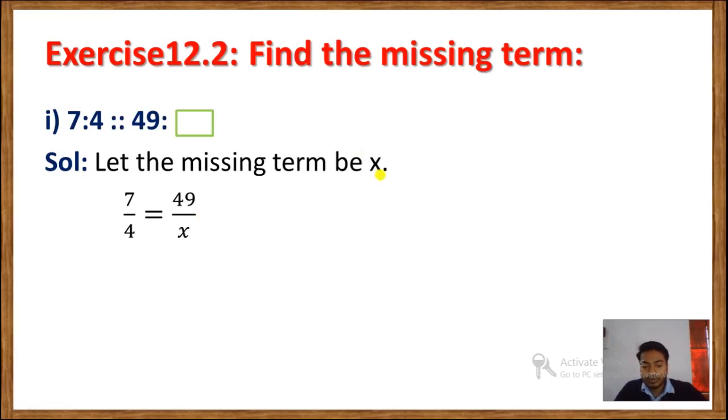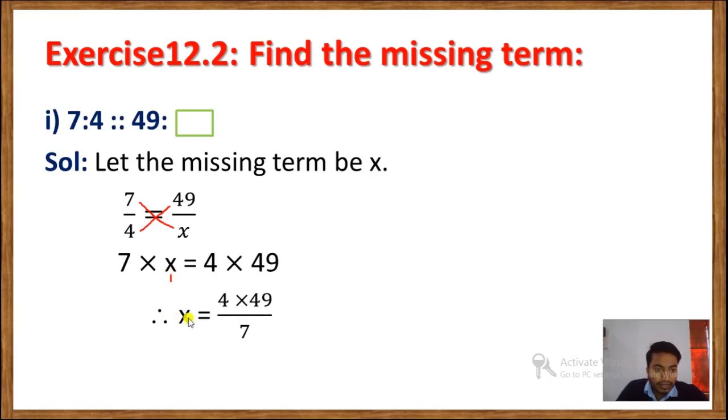Now what we have to do? We have to do cross multiplication. That means 7 into x, 4 into 49. When we multiply, 7 into x is equal to 4 into 49. Now we have to find the value of this particular x. Therefore x is equal to 4 into 49, then divide by the coefficient of x, which is 7.